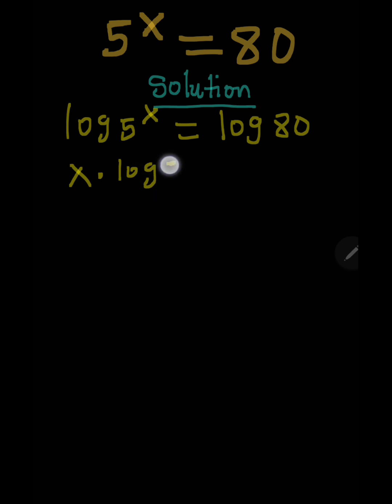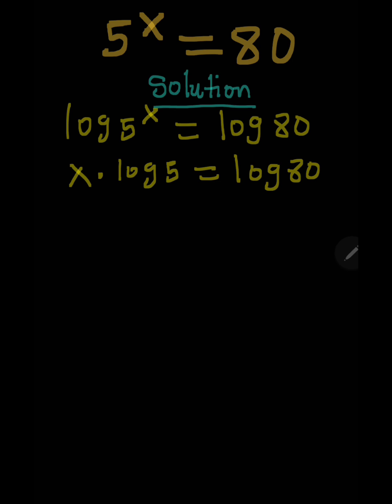When we take the log of both sides, the left hand side will be log of 5 raised to the power of x, which is equal to the right hand side, log of 80. The next thing we're going to do is recall the power property of logarithm. This x as a power is going to go back to multiply the log. So when we apply that property, it's going to be x multiplied by log of 5, which is equal to log of 80.